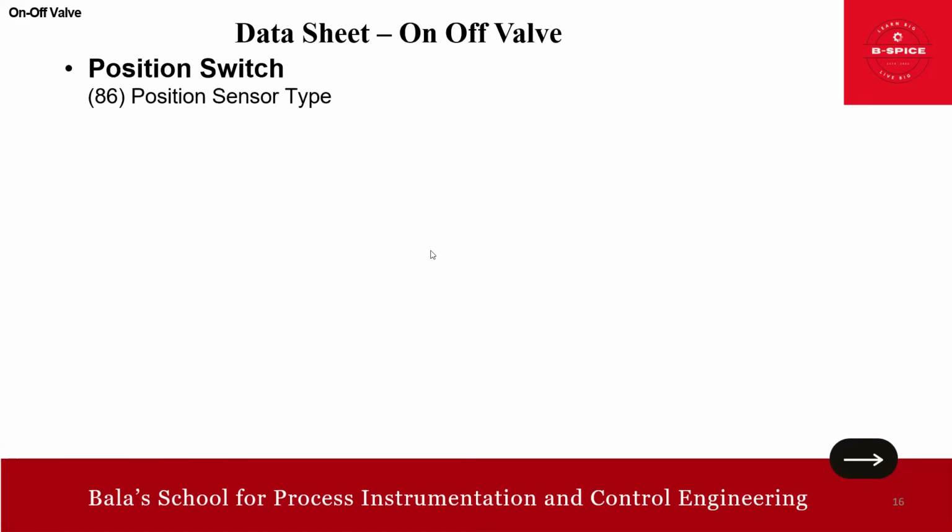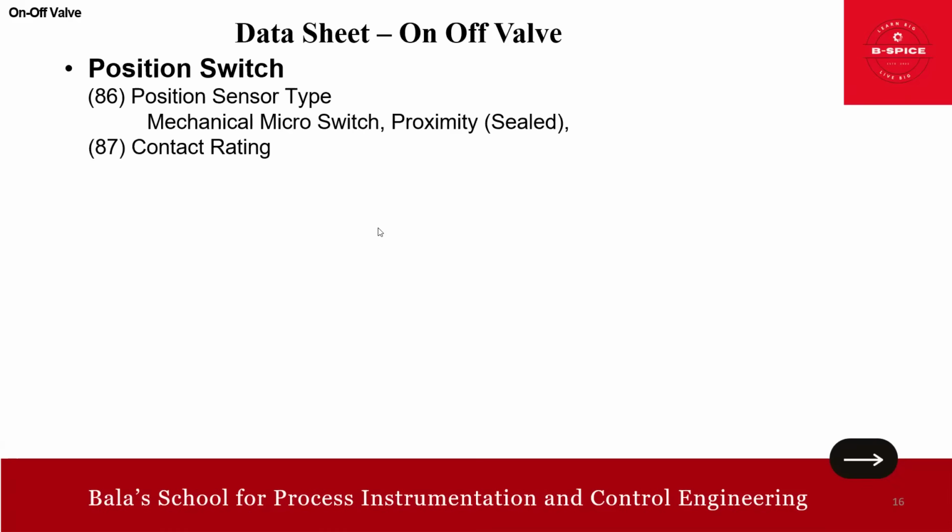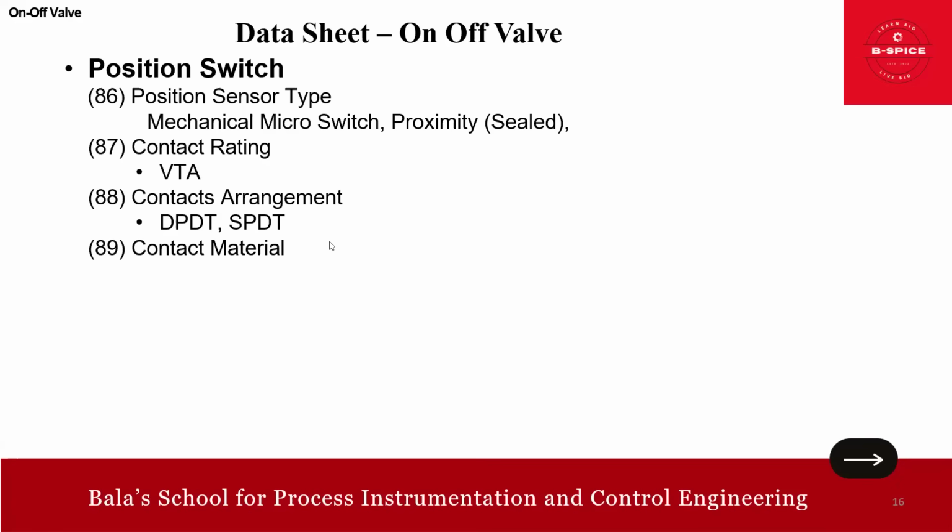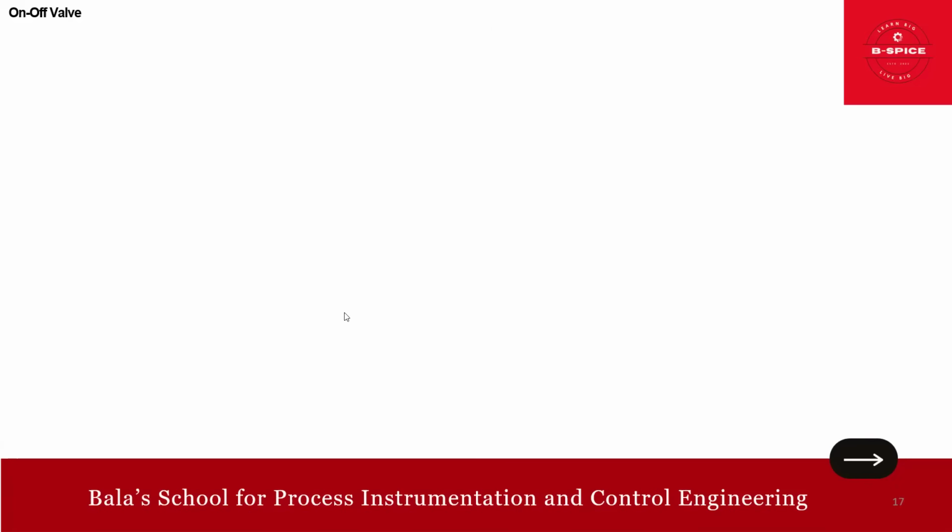Okay, then position switch. Position sensor type: mechanical, micro switch, proximity. Then contact rating, of course, we have to get it from the vendor. Contact arrangement: single pole double throw, double pole double throw, based on our requirement. Contact material, yeah, basically gold plated, friends. This is about the position switch.